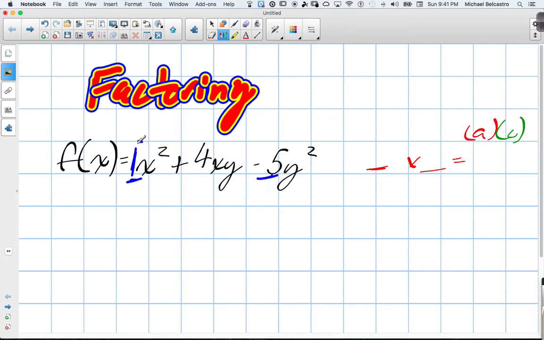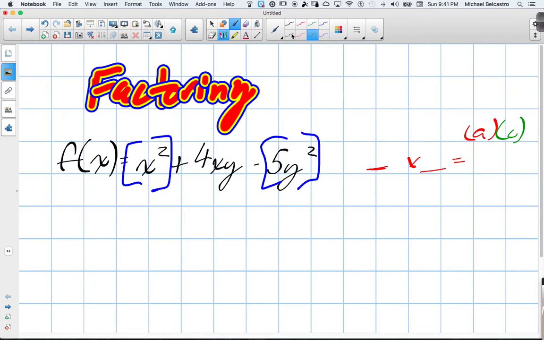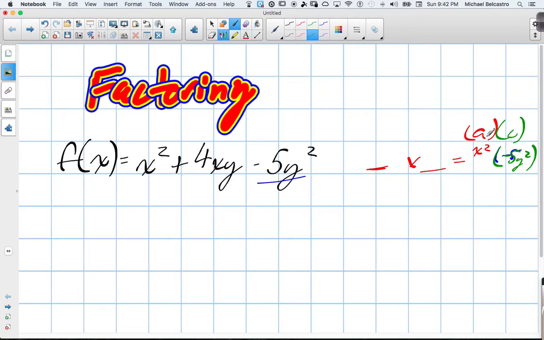we could think of it as what's going to multiply to this whole value here. Okay, so think of that whole value, that x squared. So that we're going to call that, even though the a is usually just a coefficient, we're going to say this is x squared times, and our c term, including the variable, is -5y squared. So what does that mean? Well, how do I multiply to get those two terms? So I need two numbers that multiply to -5x squared y squared.